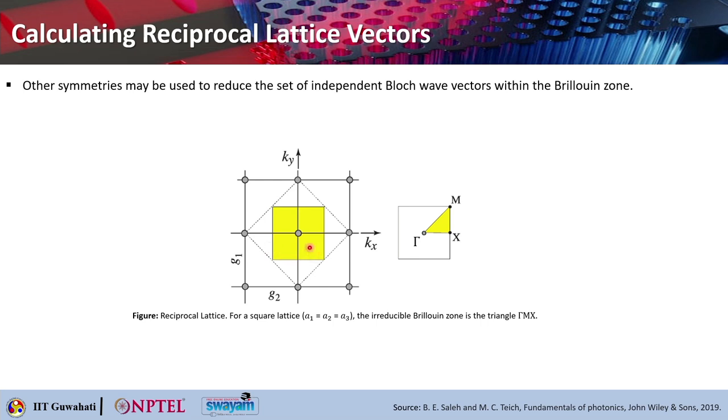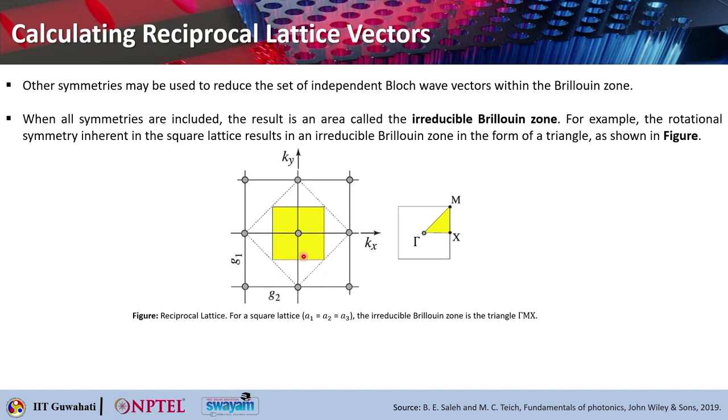So, you may think of all the independent Bloch wave vectors as basically captured here, but there may be a lot of redundant ones. So, if you try to use the symmetry to further reduce the set of independent Bloch vectors within this Brillouin zone, you will come up with an area like this, a triangle, which is called the irreducible Brillouin zone. So, here you will find all the independent Bloch wave vectors which can be used to recreate this Brillouin zone.